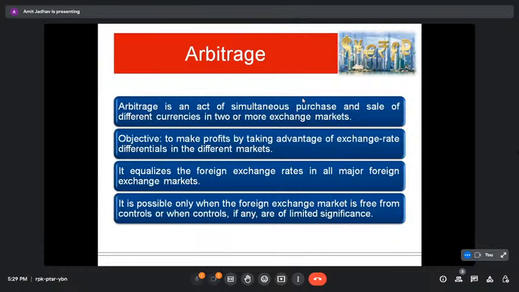It is also possible when the foreign exchange market is free from control, or when controls, if any, are of limited significance. So basically, it is possible when the foreign exchange market is free from controls, so there is no control on the foreign exchange market. Similarly, there may be a control, but it is not of much significance. So that is arbitrage.